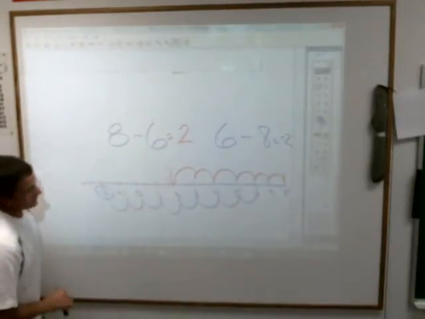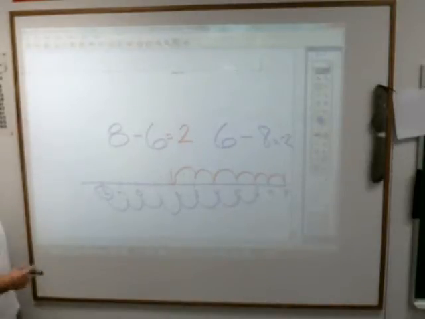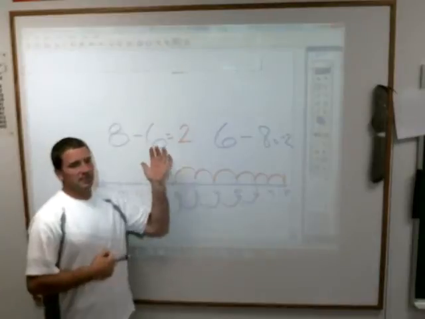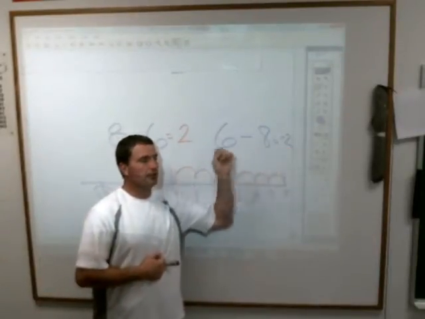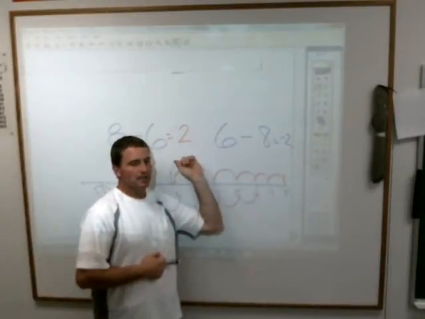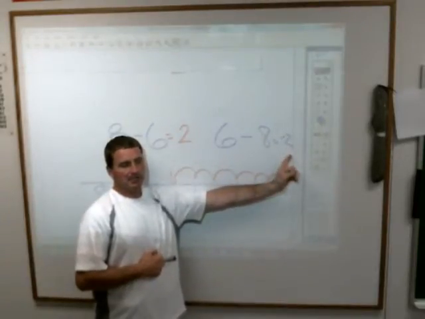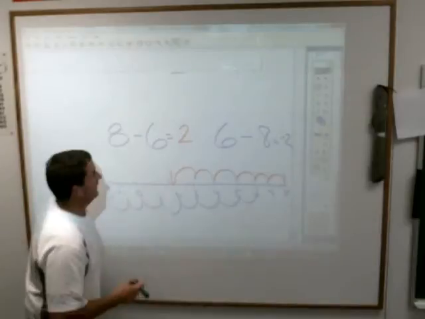Thank goodness that's over. Okay. Now, what do you notice that's alike here? 8 minus 6 and 6 minus 8 both give you 2's. It's just that in this one, you're taking more away than you started with, so that's why it ends up being negative. And that rule holds true for anything.